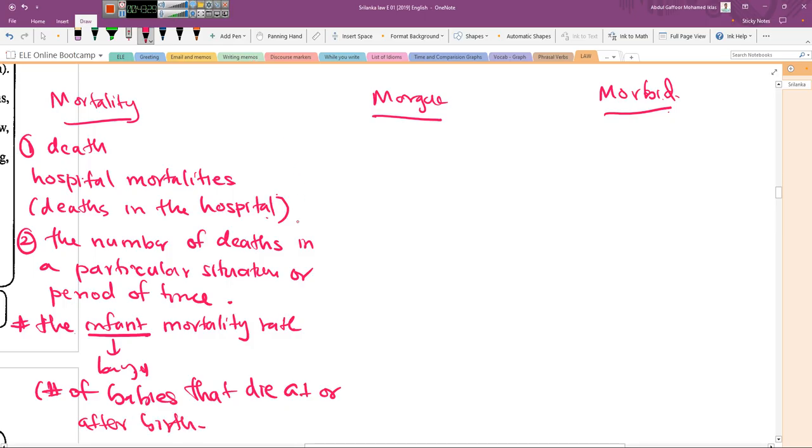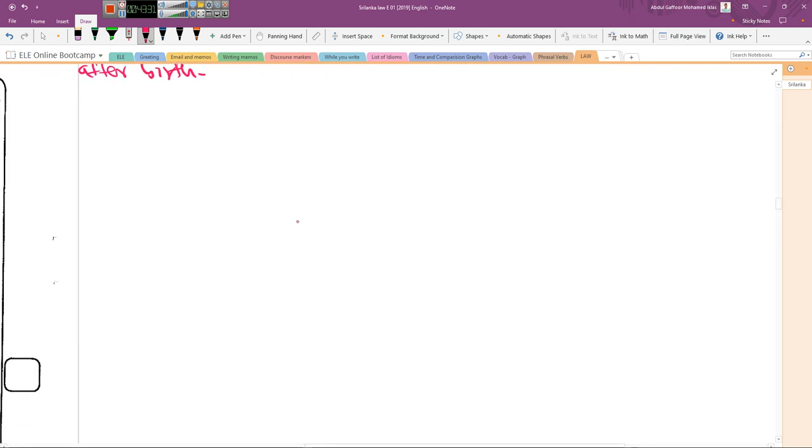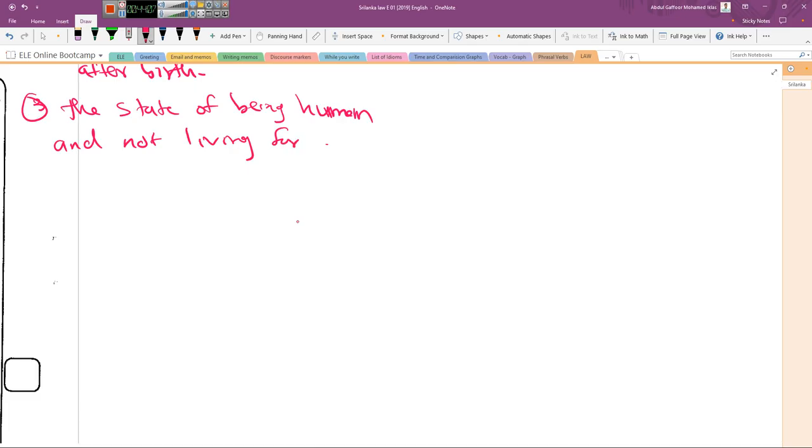Okay, and it has a third meaning also. The third meaning is the state of being human, right? Because humans will anyway die, because humans are mortal. He cannot exist forever in this world. So the state of being human and not living forever.